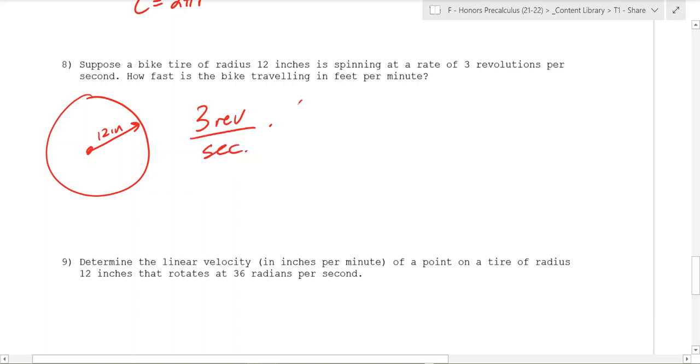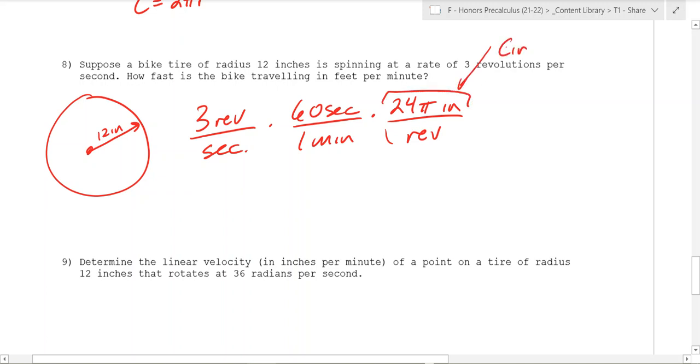And there are 60 seconds in 1 minute, and there are 24 pi inches in 1 revolution. That's the circumference right there. Circumference, 24 pi. Because how do you get that? Well, you know that the circumference is equal to 2 pi r, and the r in this case is 12. So that's where the 24 pi comes from. There's 24 pi inches in 1 revolution. That's the distance all the way around 1 circle.